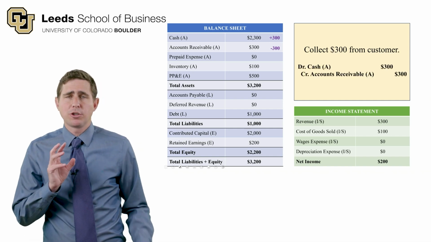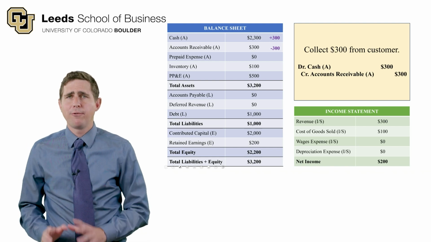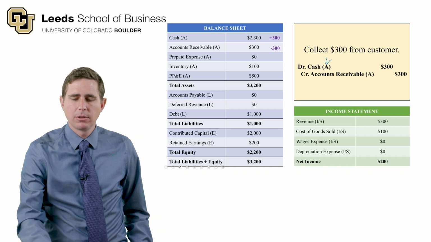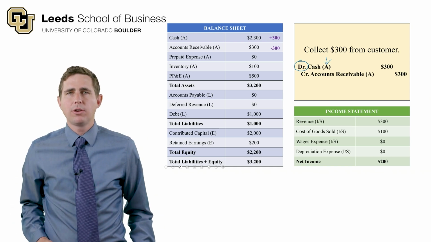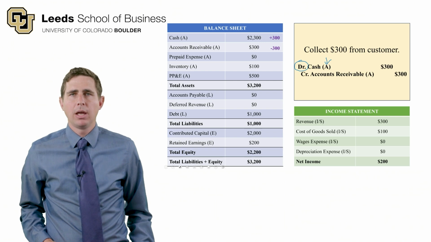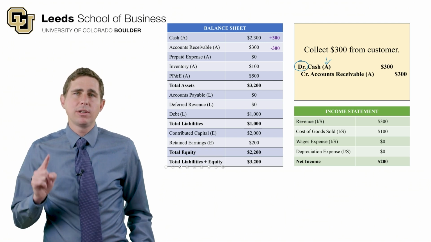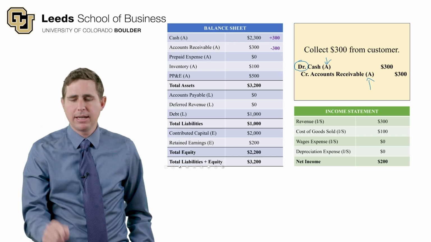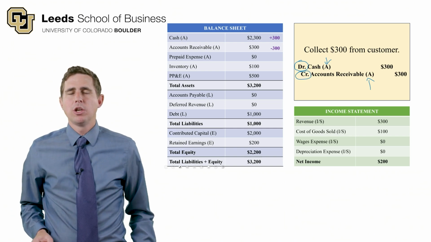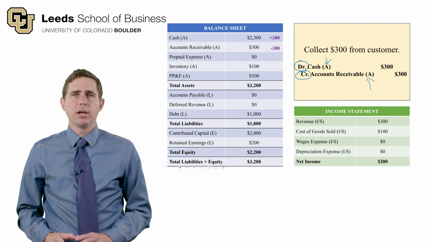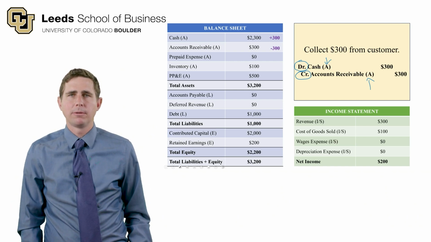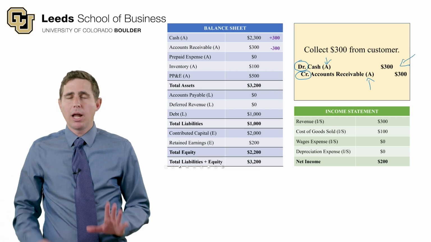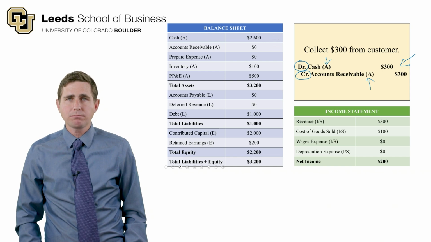So this is what the transaction analysis looks like in journal entry form. We want to increase cash. Cash is an asset account, so we debit cash to increase the cash account. Accounts receivable is an asset account. We want to decrease accounts receivable. And in order to decrease an asset account, you credit the asset account. So this journal entry will increase cash by $300 and decrease accounts receivable by $300. This is what a journal entry looks like. Now let me put it big on the screen and talk about it in more detail.